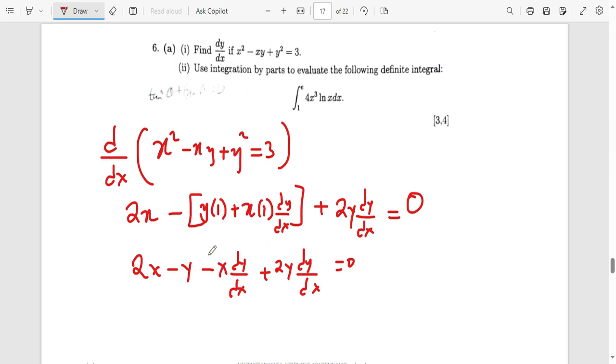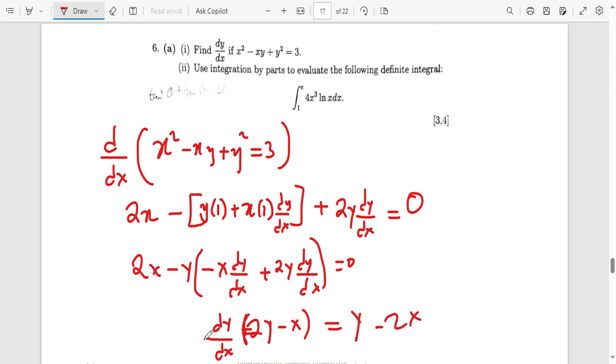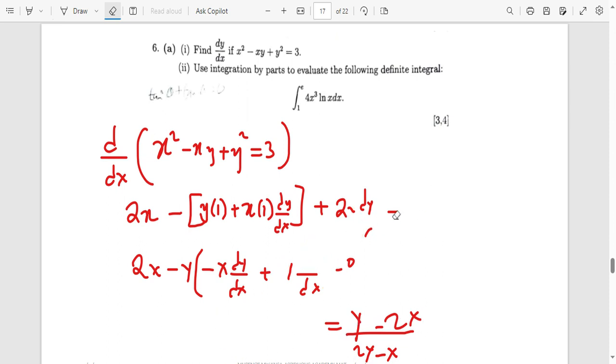Factorize out dy over dx on the part with dy over dx, so on this one. So I'll factorize out dy over dx, and then we are going to have 2y, and then we are going to remain with also negative x. And this will be equal to, take these other terms the other side, so the y will become positive, the 2x will become negative. To do away with the 2y minus x, divide both sides by 2y minus x. So this will cancel this term here. So this is the derivative. dy over dx will be y minus 2x over 2y minus x.